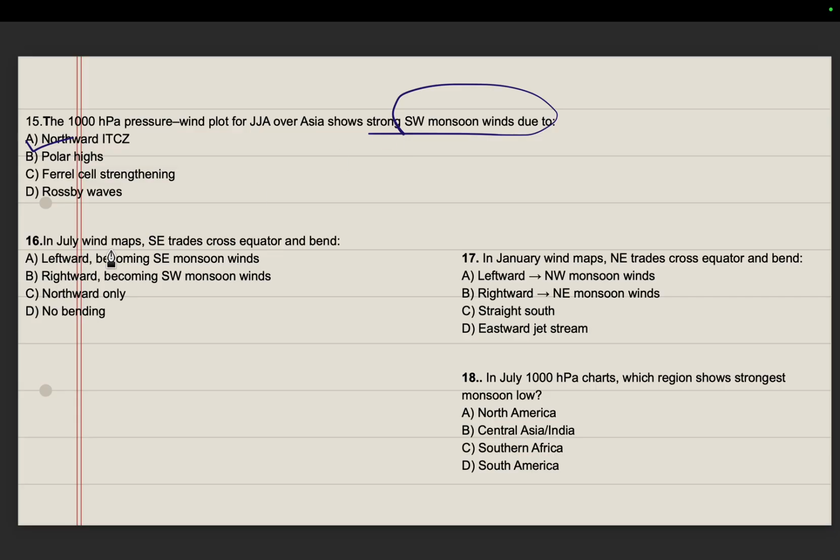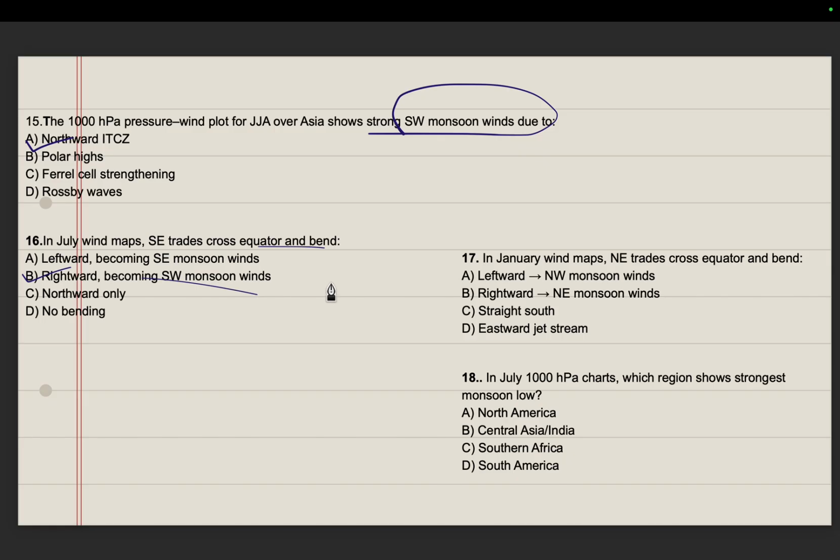In the July wind map, the southeastern trade wind crosses the equator and bends. Question 16b is similar to question 15. It bends rightward and creates the southwestern monsoon winds.